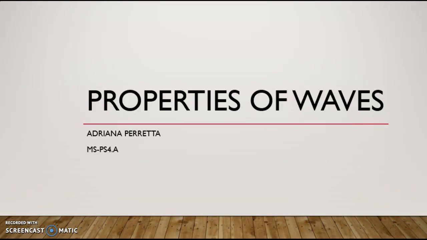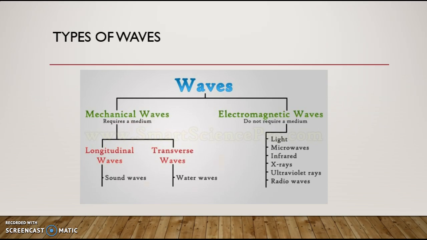In this video, we will be talking about properties of waves, which fulfills the MSPS 4-A learning standards. So there are two types of waves, mechanical waves and electromagnetic waves. We will only be focusing on mechanical waves in this video. Mechanical waves have two separate types, longitudinal waves, which are sound waves, and transverse waves, which are water waves.